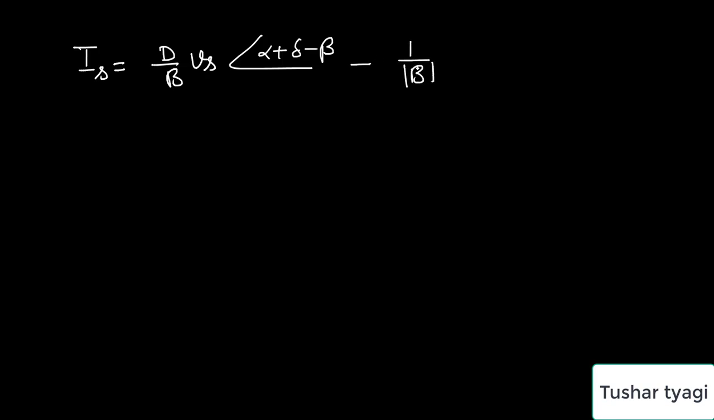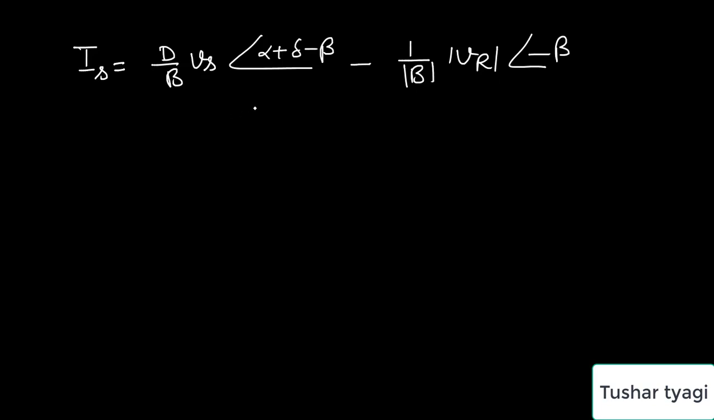Likewise, when you put the values of A, B, D and Vs, all the angles, Is can also be written as D by B Vs angle alpha plus delta minus beta, minus 1 upon mod B angle of Vr minus beta.